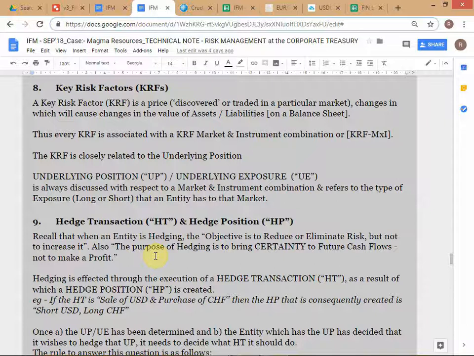So the KRF essentially, we'll see what the KRF is, that's what it is essentially, the key risk factor.